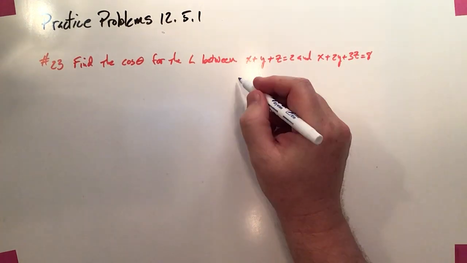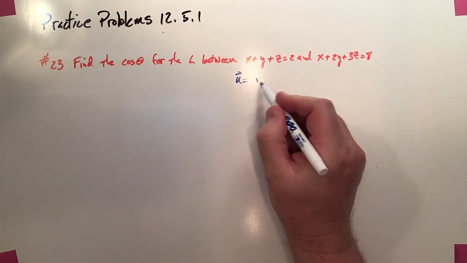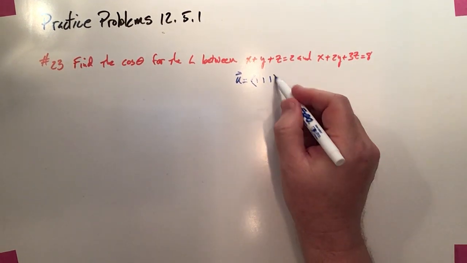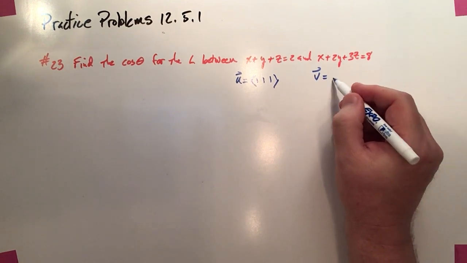So let me name the two normals. This normal will be u, and of course it'll be 1, 1, 1. And this normal will be v, and of course it will be 1, 2, 3.